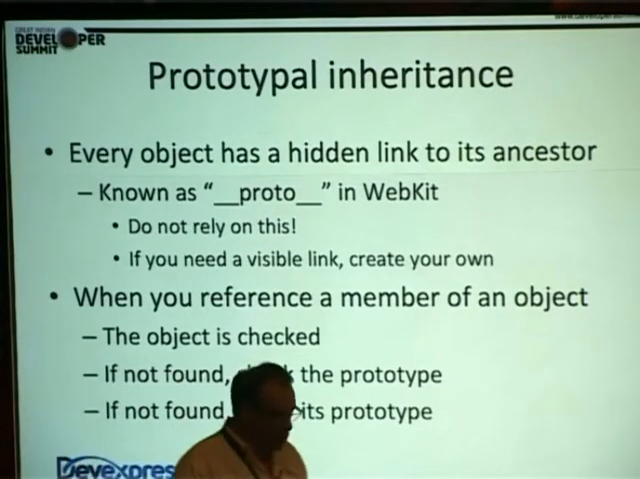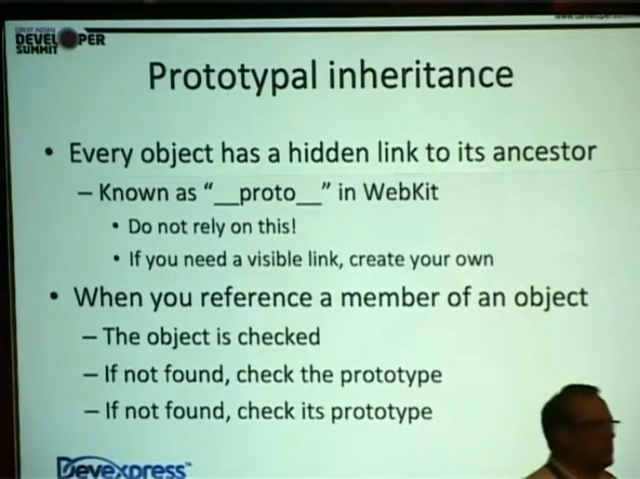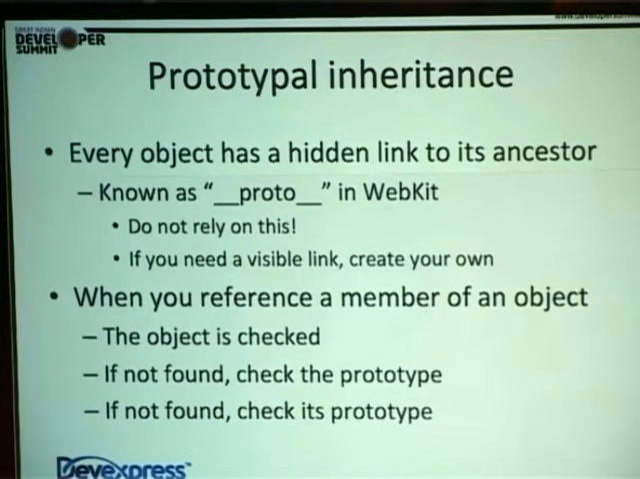Now, the way it all works is that every object has a hidden link. It's built into the infrastructure for the object, and it's a hidden link to its ancestor. In WebKit browsers, they expose this as __proto__. Only in WebKit browsers is this available. It's non-standard. If you use Internet Explorer, it's not there. If you use Opera, it's not there. If you do need a visible link, so you need to walk the prototype chain, as I'll show you in a minute, then basically just create your own property which does that for you.